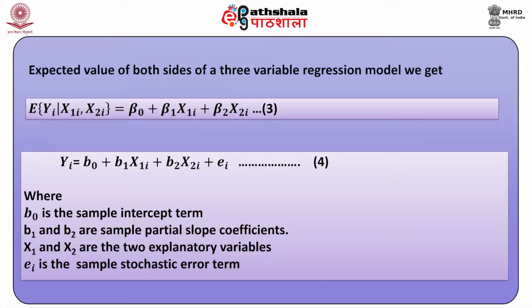Therefore, we use a sample multiple regression model instead, given by yi is equal to b naught plus b1 x1i plus b2 x2i plus ei, where b naught is the sample intercept term, b1 and b2 are sample partial slope coefficients, x1 and x2 are the two explanatory variables. Ei is the sample stochastic error term.